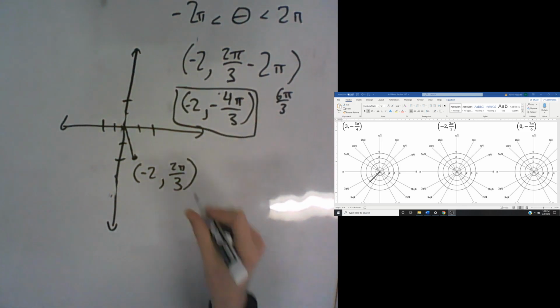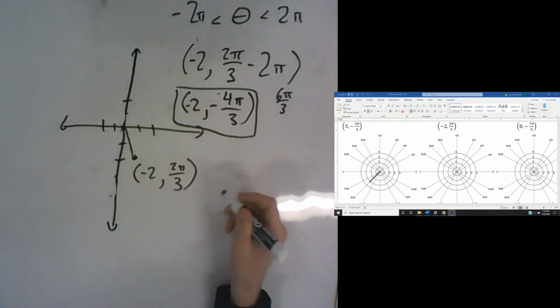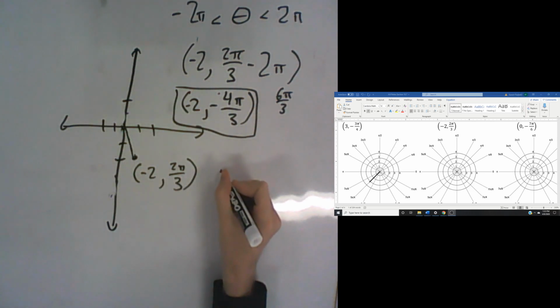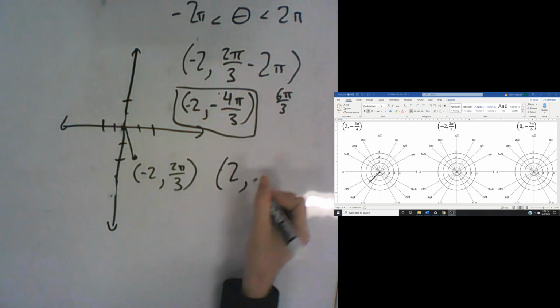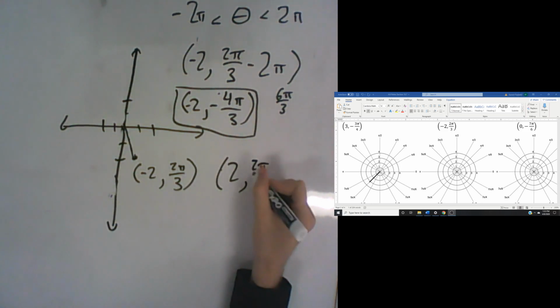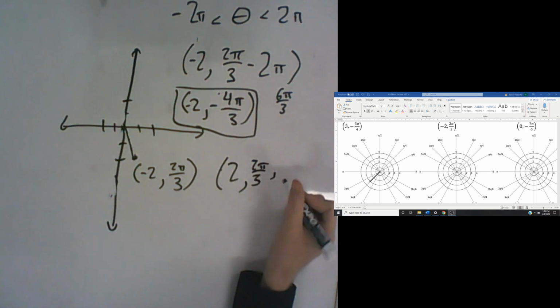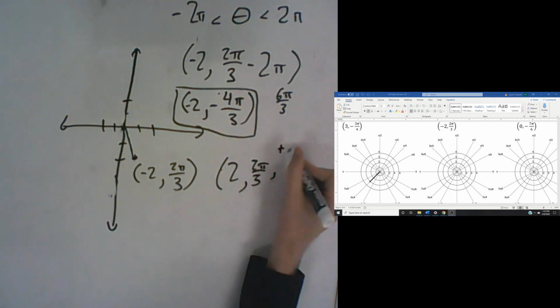And then we get one more option by making this r positive. So if we make it positive, we get 2, we get 2 pi over 3. We have two choices, meaning either add pi or minus pi.